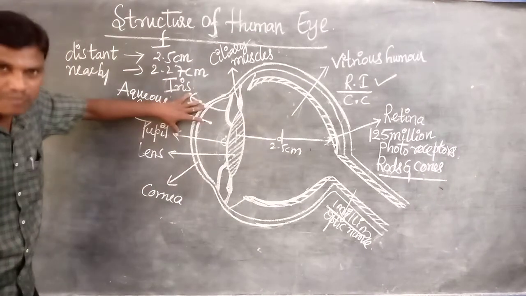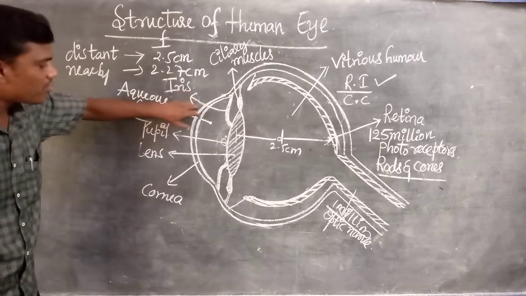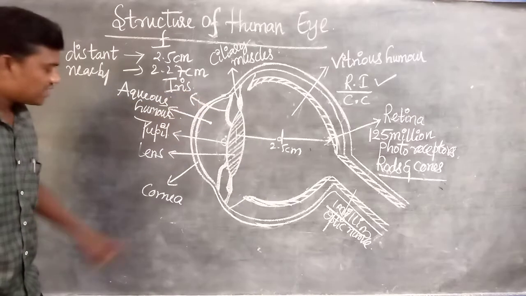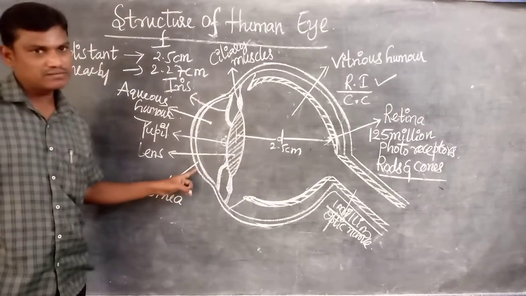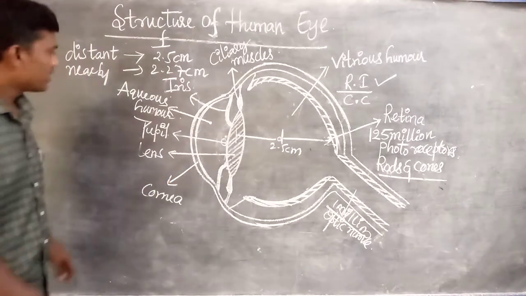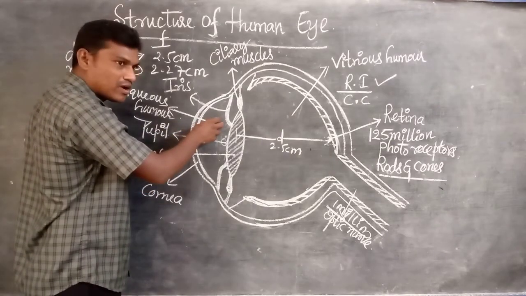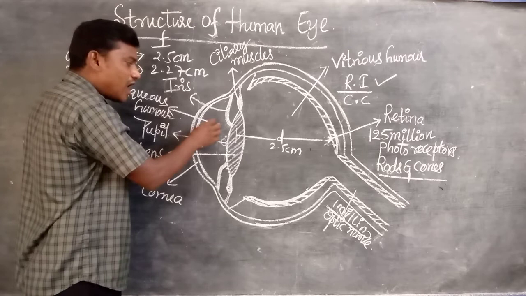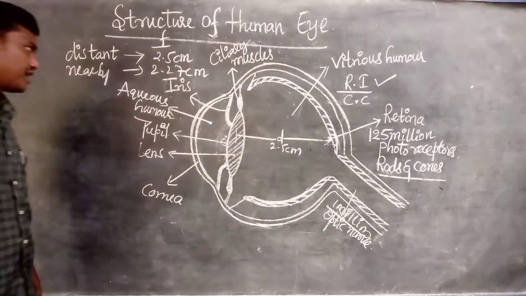In our eyeball, the front portion appears like a curved or spherical surface. It is called the cornea. It acts as a protective membrane, meaning it protects from dust. Next one, aqueous humor. Aqueous humor is one type of liquid. It always keeps the eye wet without drying.